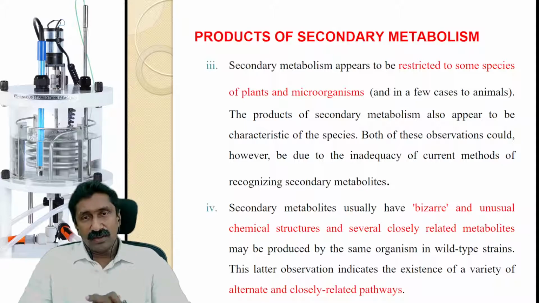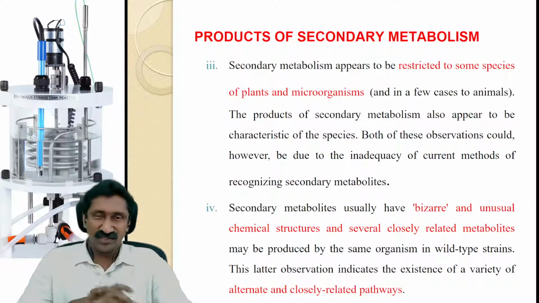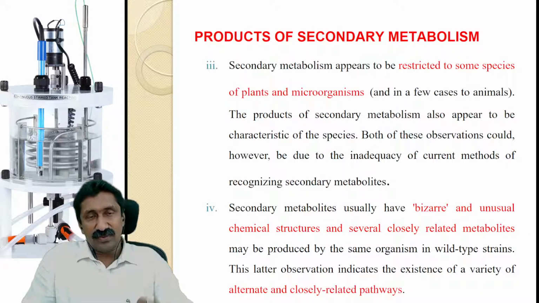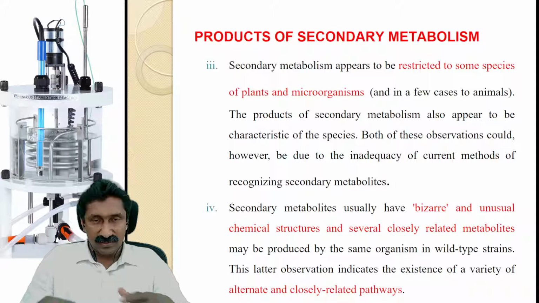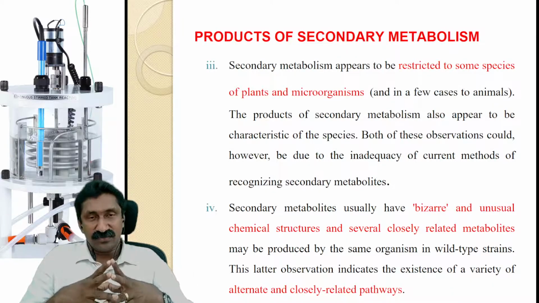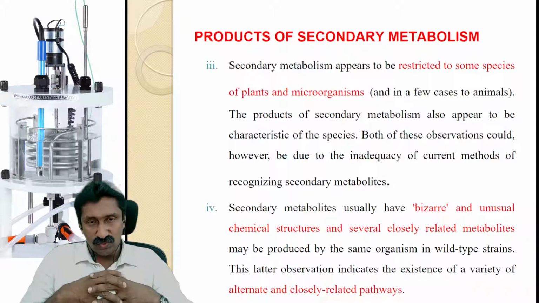Okay. Both of these observations could, however, be due to the inadequacy of the current methods of recognizing the secondary metabolites. That needs to be mentioned, because we can make a general statement that we are nowadays obtaining secondary metabolites from plants and microorganisms. So it's a general statement based on our current observations. But for identifying a secondary metabolite, we require specific tools like separation tools and specific chemical structure determination tools, etc.